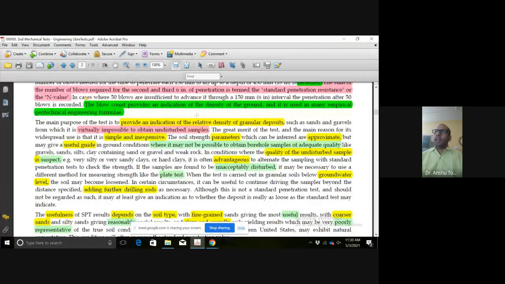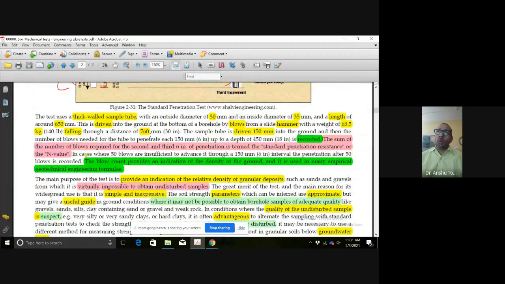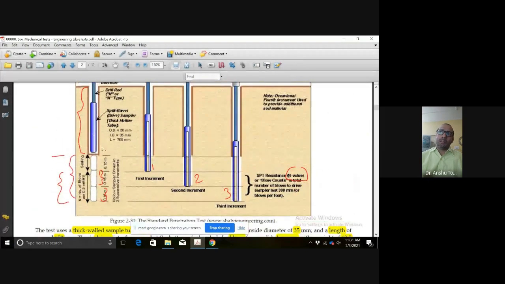It gives an idea of the relative density of the granular deposits below. Virtually impossible to obtain undisturbed samples. These are actually specific merits of this particular test over other types of tests, because this is the only method where we get a relatively undisturbed sample. The core goes down here, this sampler goes down and this sampler brings back a soil sample which is relatively undisturbed.